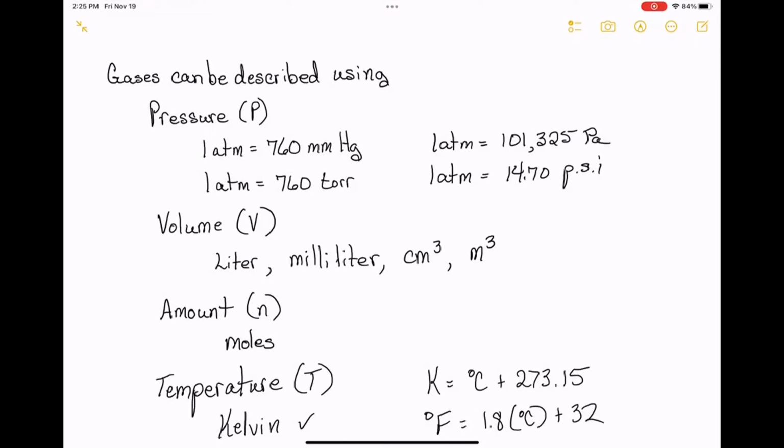These are the four variables that we use to describe gases. What pressure do they exert? What volume do they take up? How much of the gas is there? And at what temperature is that gas?